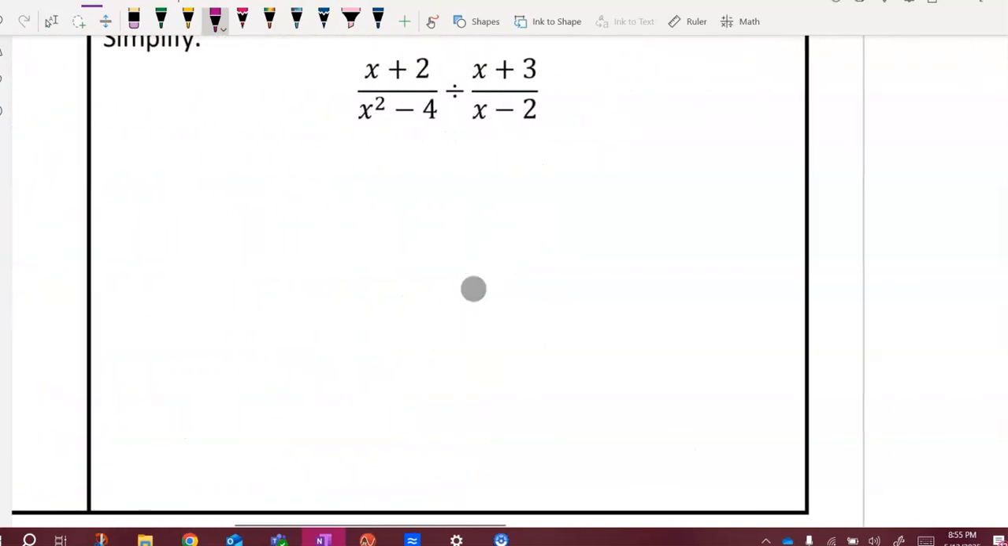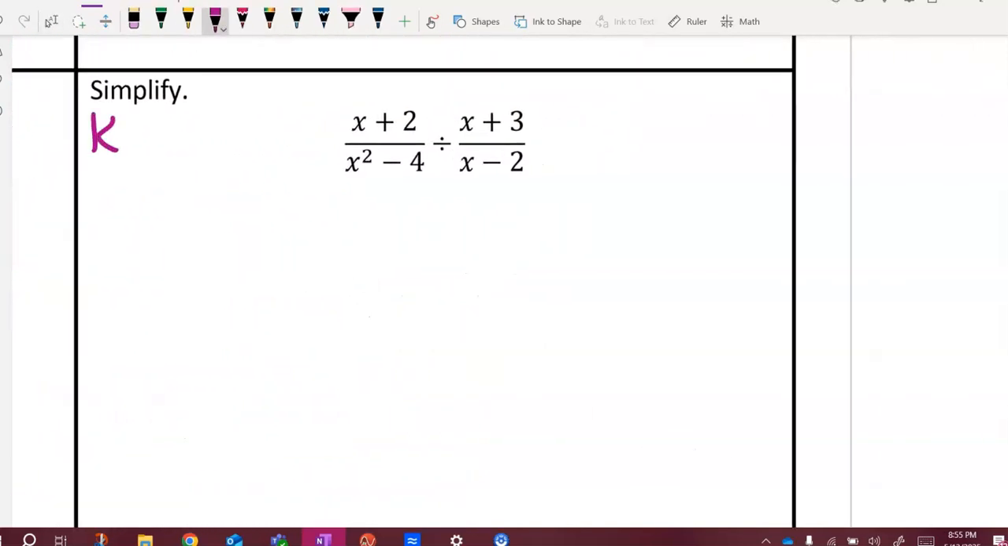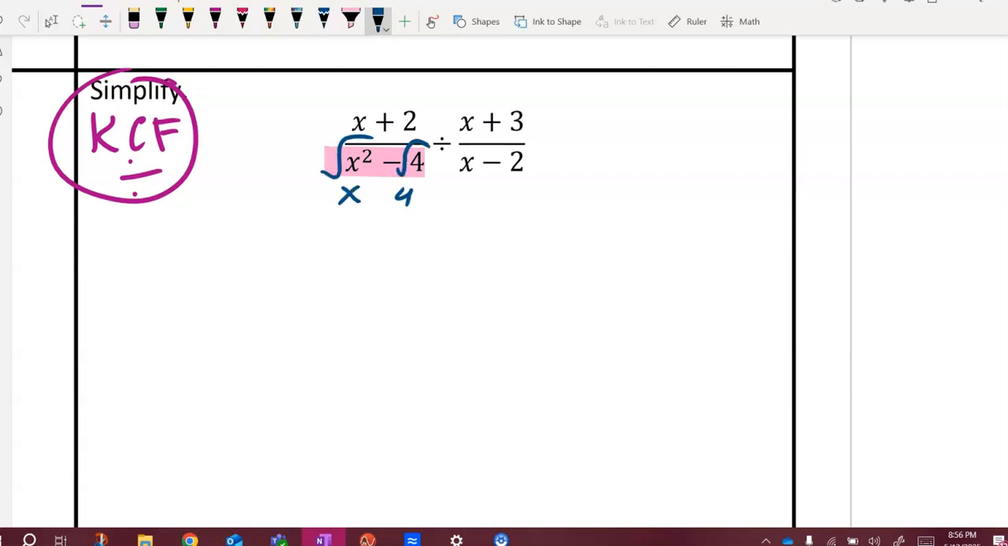Last one, another divide, so we need to keep, change, flip. Kentucky Fried Chicken. Everything looks factored except for this denominator right here. This is difference of squares. So we square root both of these. We get x4, or sorry, x2. So we have an x plus 2 and x minus 2.